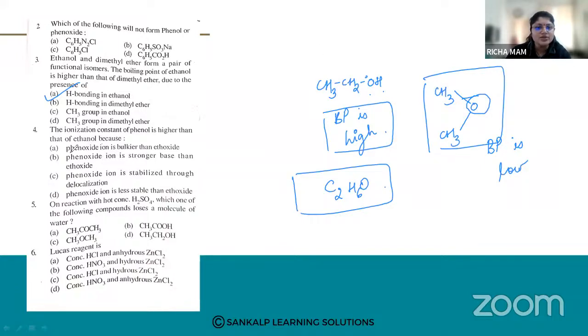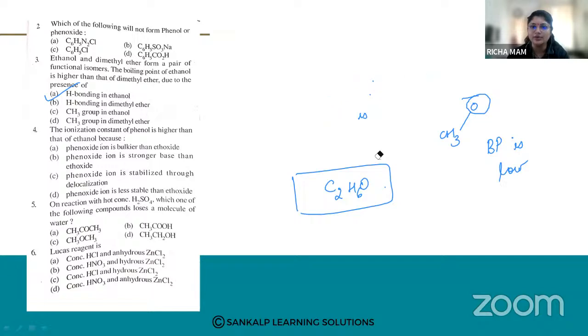Okay, so the ionization constant of phenol is higher than that of ethanol because of: A, phenoxide ion is bulkier than ethoxide. B, phenoxide ion is stronger base than ethoxide. C, phenoxide ion is stabilized by delocalization. D, phenoxide ion is less stable than ethoxide. So the ionization of phenol is more as compared to that of ethanol.